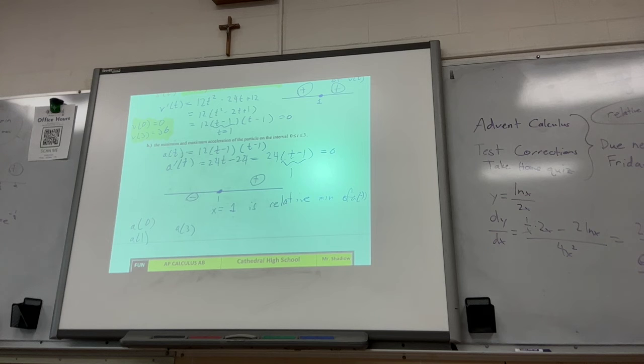Okay, so a of 0 is what? 12? A of 1 is 0, right? And a of 3 is what? That'd be 48, right? The maximum acceleration is 48. The minimum is 0. Are you guys okay with that?